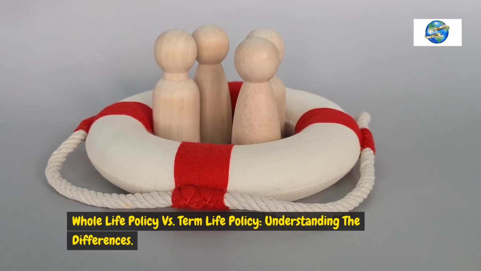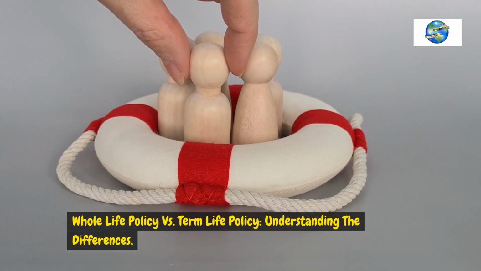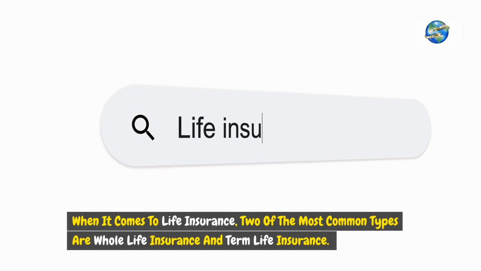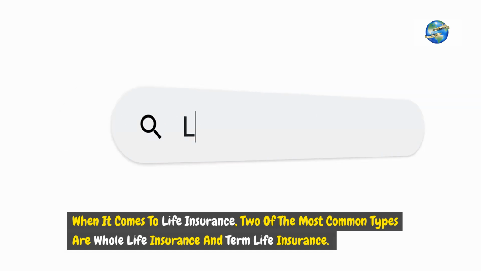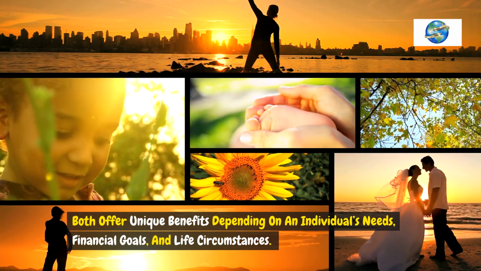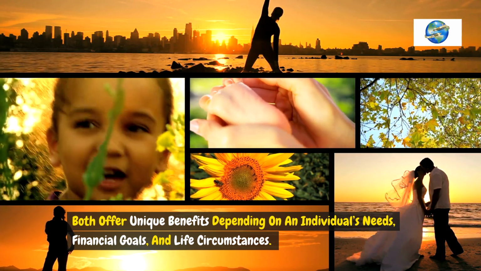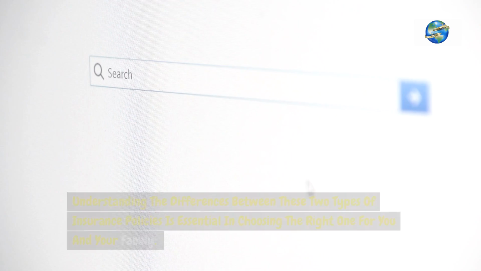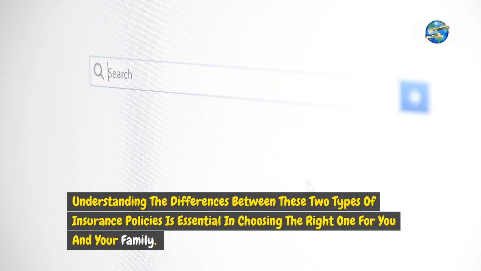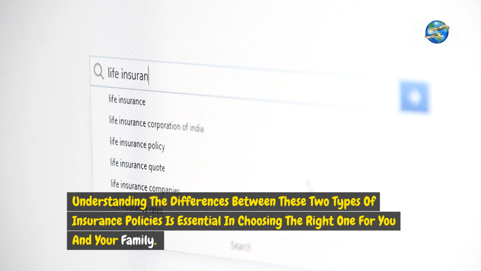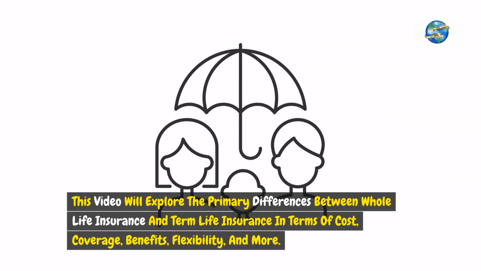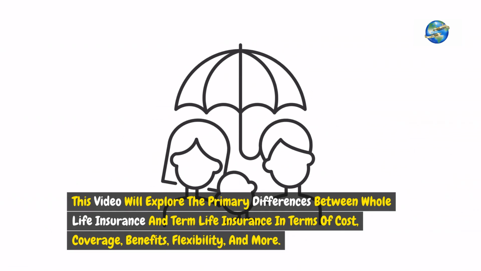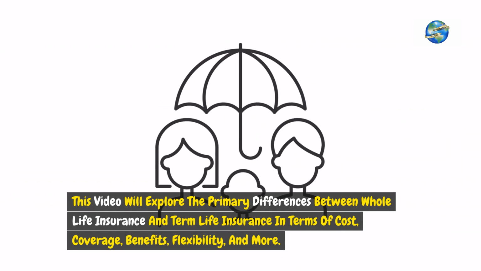Whole life policy versus term life policy. Understanding the differences. When it comes to life insurance, two of the most common types are whole life insurance and term life insurance. Both offer unique benefits depending on an individual's needs, financial goals, and life circumstances. Understanding the differences between these two types of insurance policies is essential in choosing the right one for you and your family. This video will explore the primary differences between whole life insurance and term life insurance in terms of cost, coverage, benefits, flexibility, and more.